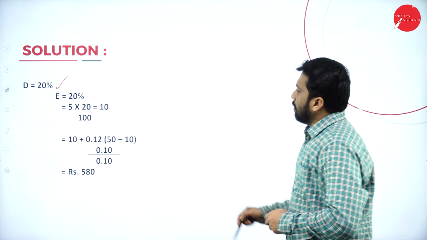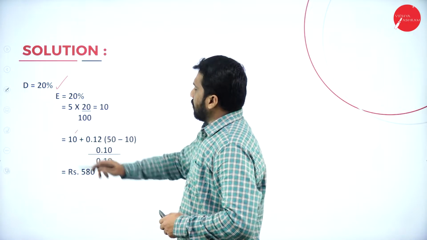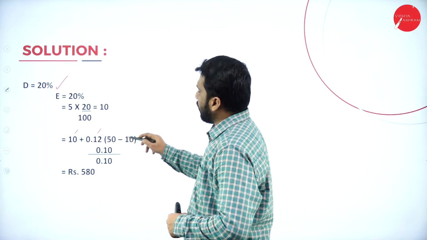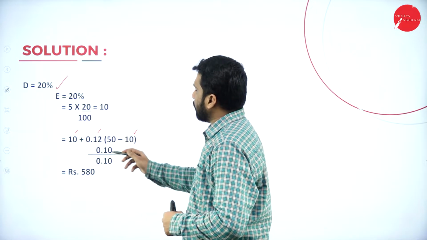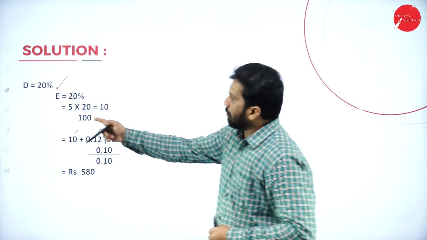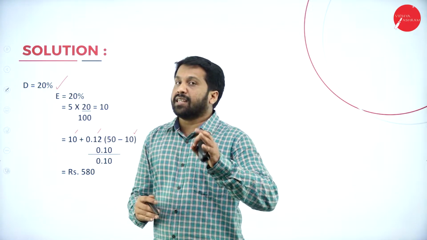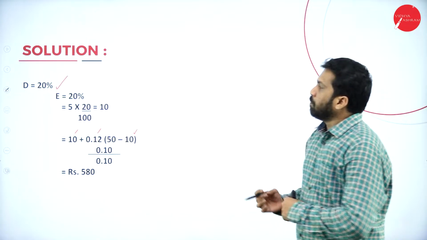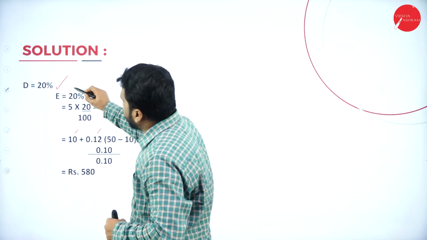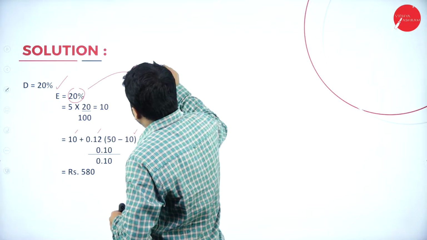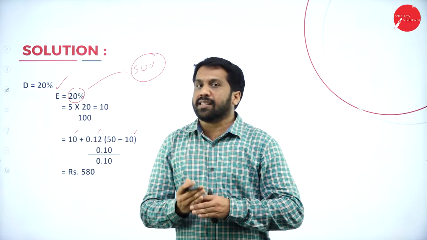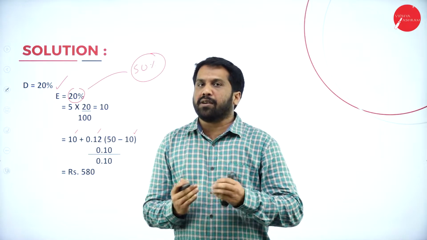Now, in this, what happens? This will be 10 and this will be 0.12, 12%, 50 minus 10, and whole divided by 10, and divided by 10. Why have we taken 10? It means half of the dividend payout ratio. What is the dividend payout ratio? Your dividend payout ratio is 20%. Now, out of 20, we have to consider 50%. What is 50% of 20?